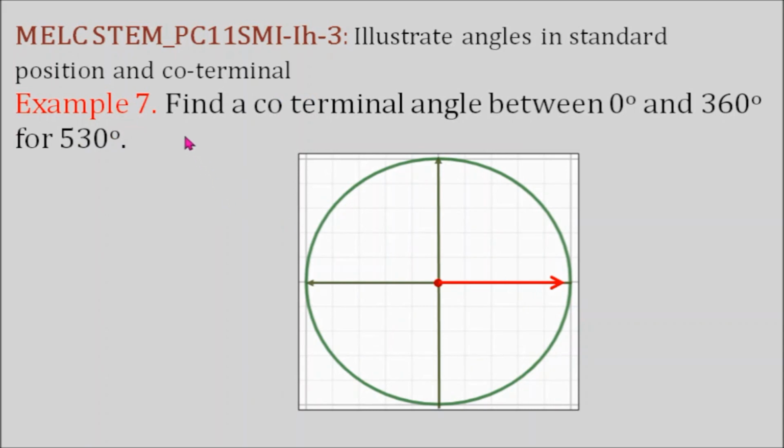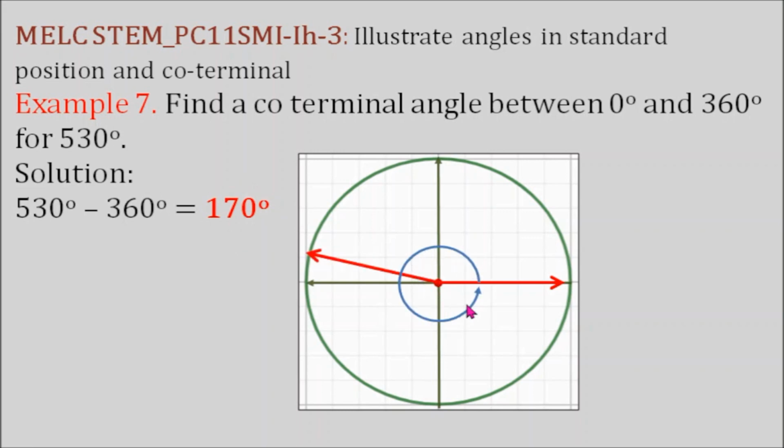Example number 7. Find a coterminal angle between 0 degrees and 360 degrees for 530 degrees. It's greater than 360 degrees, so what we are going to do here is subtract 360 degrees. So that's 530 degrees minus 360 degrees equals 170 degrees. This is our answer.